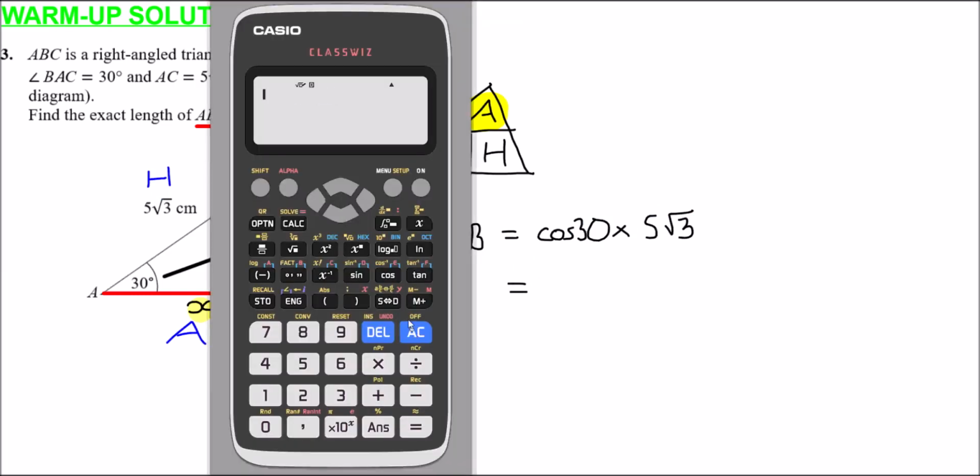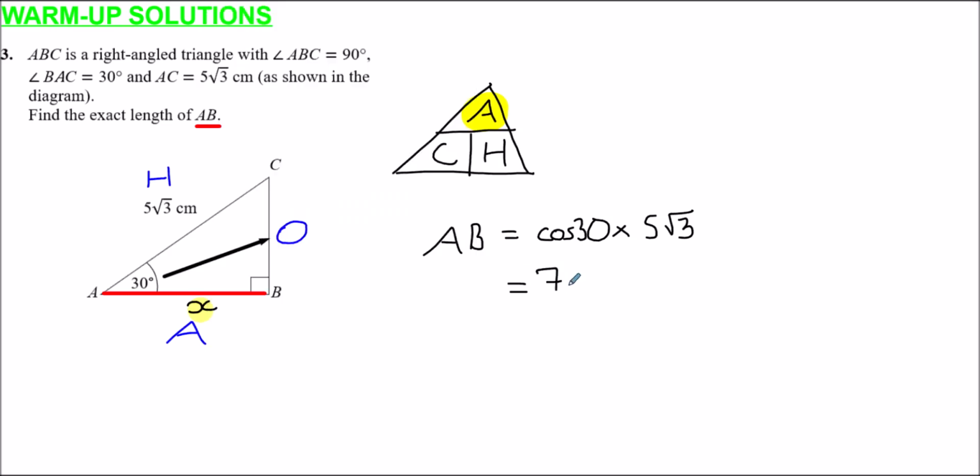So we can just calculate this now fairly straightforwardly. Cos 30 multiplied by 5 root 3 gives us 15 over 2, which we can say is 7.5. So we have here 7.5 centimetres.